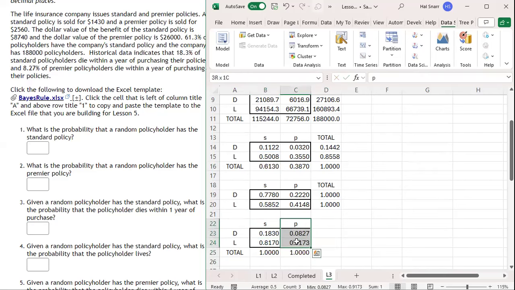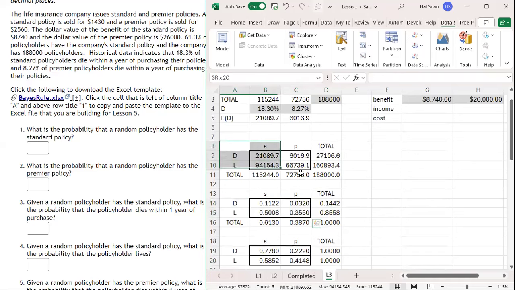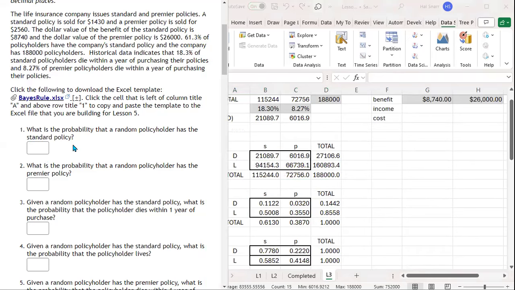So these are given that the person is a premium policyholder. This is the probability of death, and this is the probability of living. These are given that the person is a standard policyholder. This is the probability of death, and this is the probability of living. We have 1, 2, 3, 4, 5, 6, 7 probability distributions out of this one pivot table.